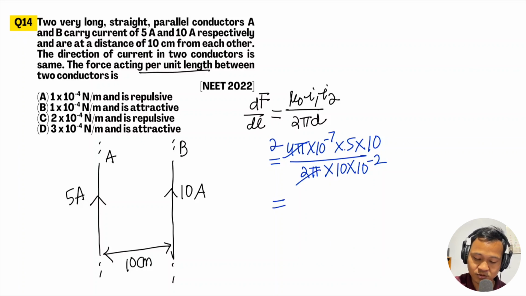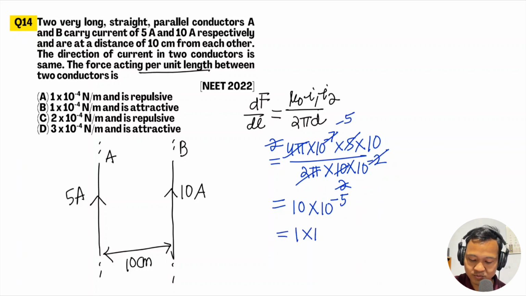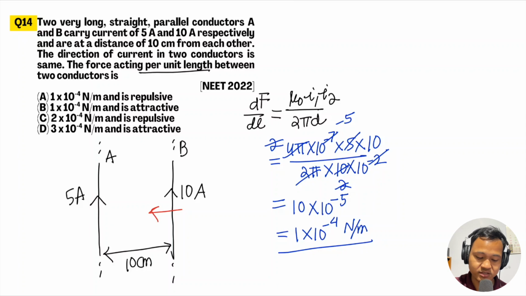So how much is this? 5 and 2 are 10, and 2 2 gets cancelled out. I have 10 into 10 power minus 5. Minus 2 minus 5, which is basically 1 into 10 power minus 4 Newton per meter. The currents are in the same direction, so therefore it will be attractive in nature. So option B.